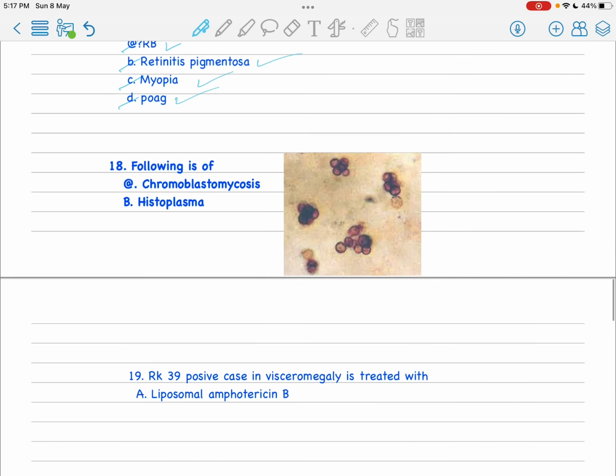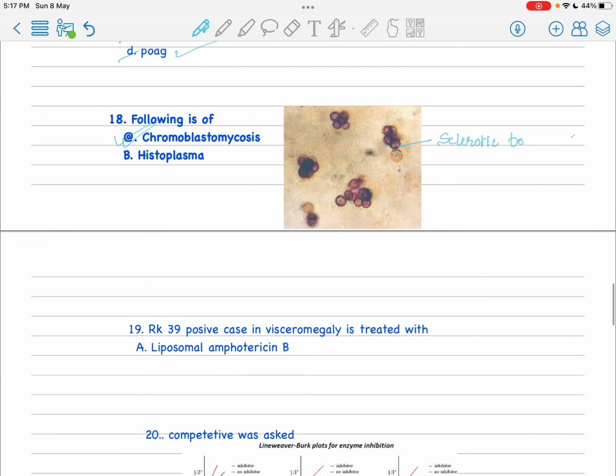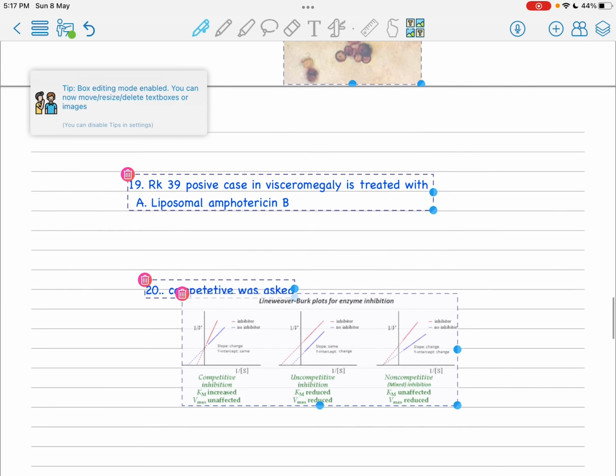Next is the following: this is something called chromoblast, this is something as sclerotic body, sclerotic body. So this is chromoblastomycosis, and this is also a very favorite question of INICET and NEET exam.